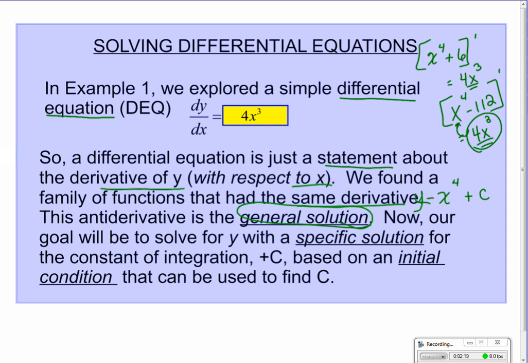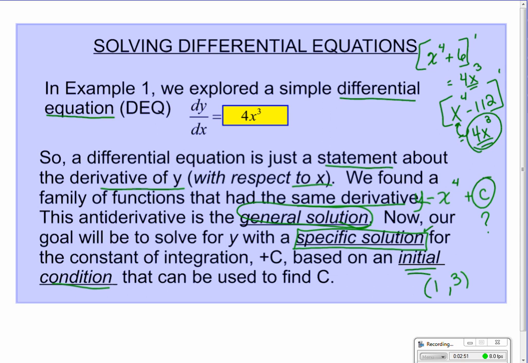That's going to be known to us as a general solution. Our goal, though, today is going to be solving for y with respect to x and get a specific solution for the constant of integration. So how will we be able to figure out what c is? Well, we'll be able to figure it out if we're given some initial condition, and that means given some point that we know that our function maybe passes through. Maybe it passes through the point 1, 3. That's going to help us very much to get into this specific solution.